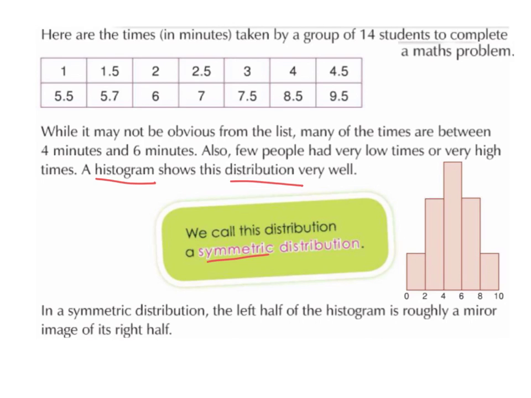Now, a symmetric distribution doesn't have to be perfectly symmetrical, but we would usually have the higher bars in the center and the lower bars on the left and the right. In a symmetric distribution, the left half of the histogram is roughly a mirror image of its right half, so it's only roughly.